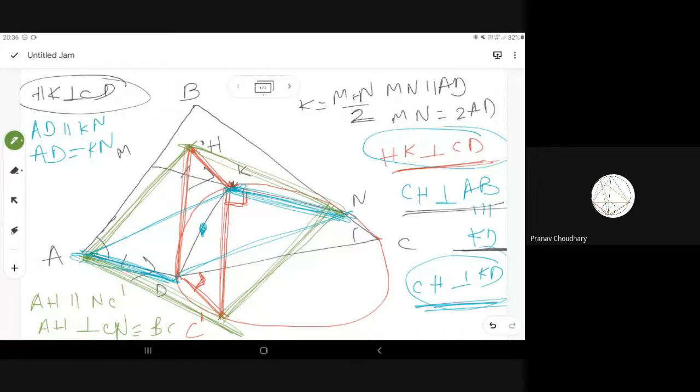HKC dash D. Okay. Do you agree that HK is perpendicular to CD by definition? Yes. And C dash D is also 90 degrees, in other words, C dash D is also perpendicular to CD. So HK is parallel to DC dash. Similarly, HD is perpendicular to CK by definition. Yeah, got that. Fine. Okay.